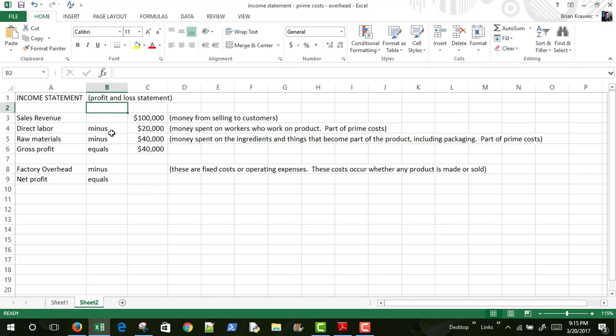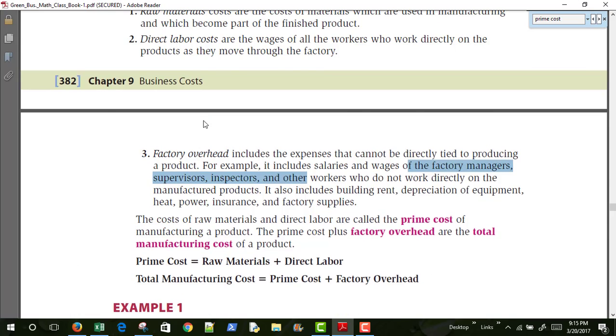So we start with sales revenue. Let's just use a nice round number like $100,000. This is money we take in from selling to customers. Then next we have direct labor. Again, this is the money spent on workers who work on the product. It's part of prime costs, as we just talked about. Raw materials, money spent on ingredients and things that become part of the product, including packaging and so on. Also part of prime costs. So these two things here are prime costs, direct labor and raw materials. This is right from the book here.